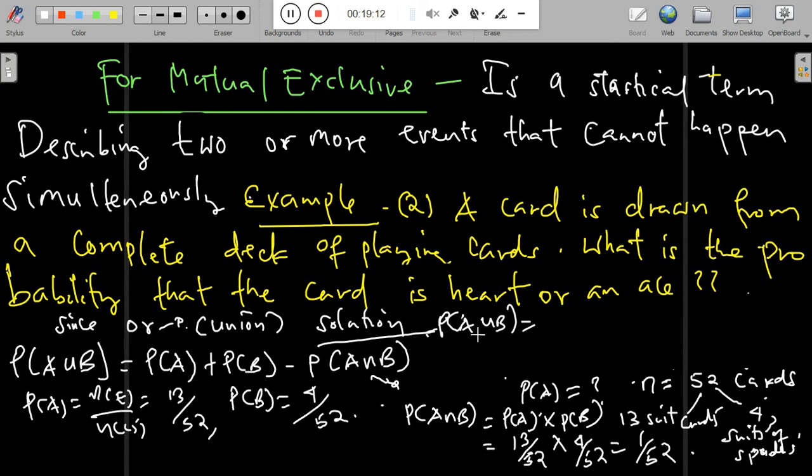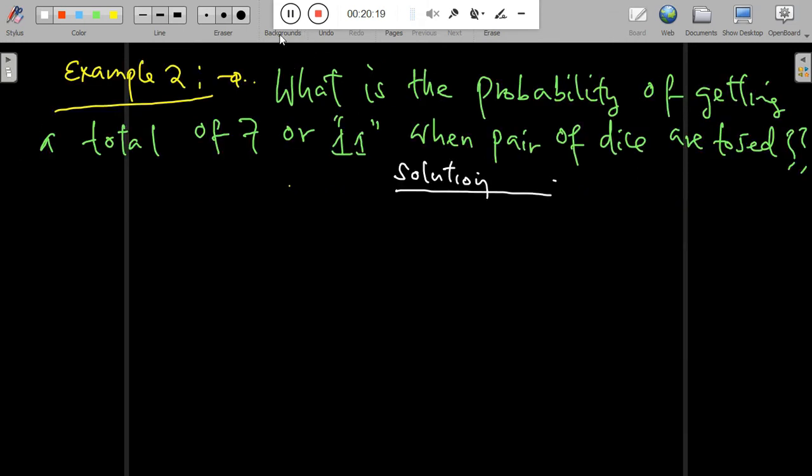After that, let's plug into our formula to obtain the value. The probability of A union B will be equal to the probability of A, that is 13 over 52, plus the probability of B, that is 4 over 52, minus the probability of A intersection B, that is 1 over 52. So the answer is that the probability of A union B will be equal to 4 over 13. So that is the probability that the card is a heart or an ace.